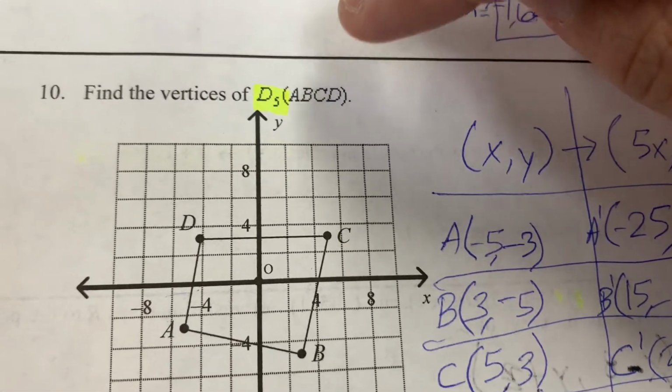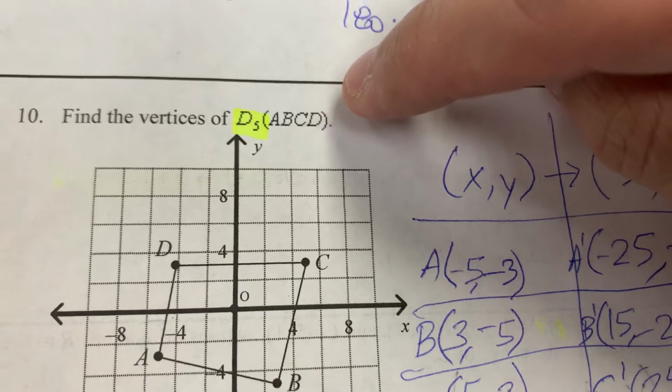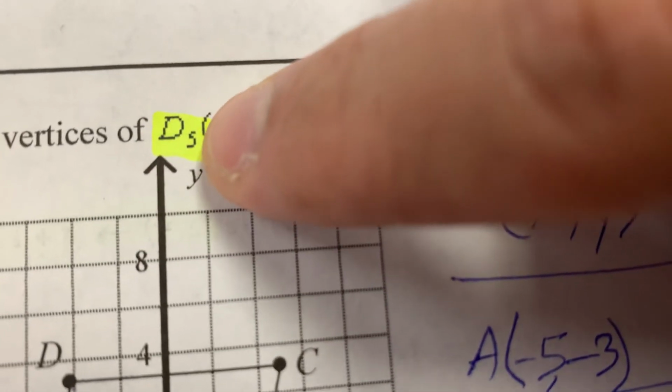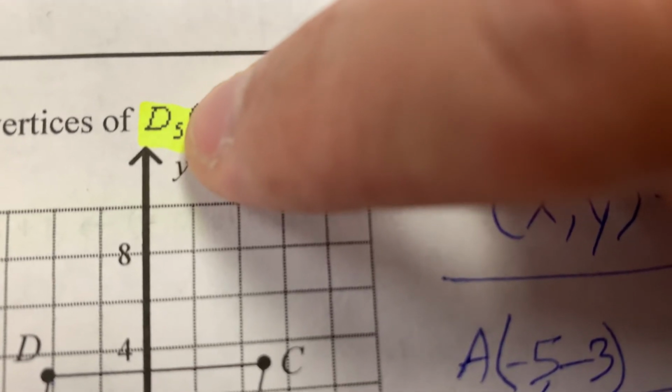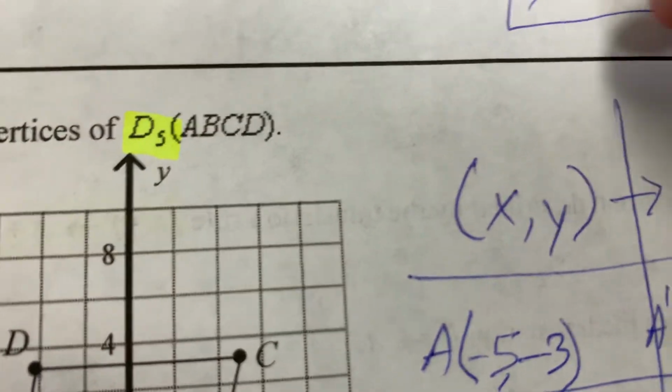Okay, number 10. Find the vertices of D5 for ABCD. What that notation means is that there's your scale factor right there. It's 5. That means you're multiplying whatever the coordinates are, both the x and the y, by 5.